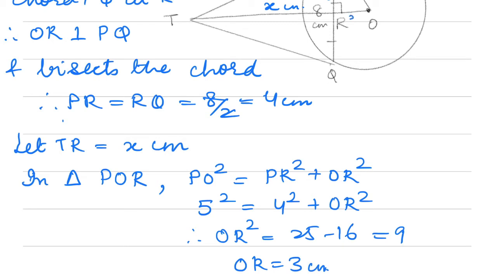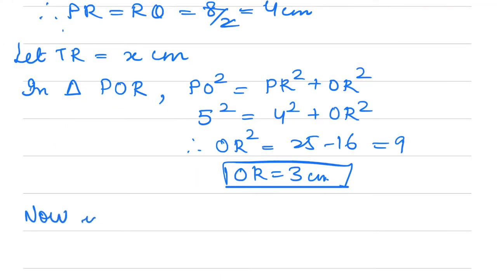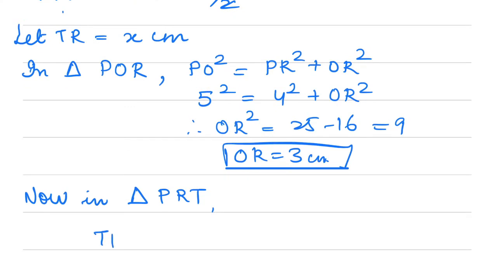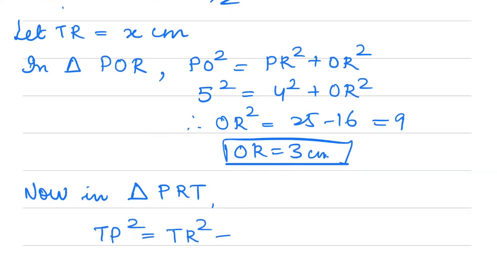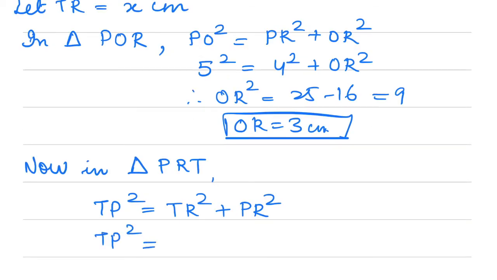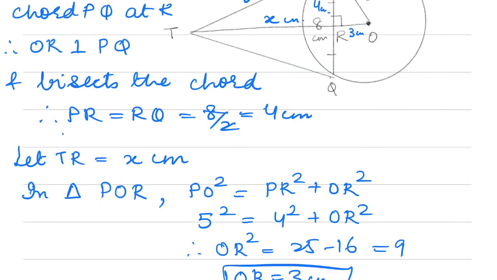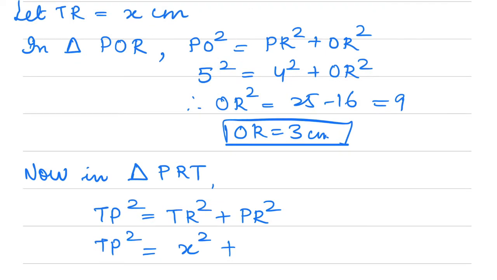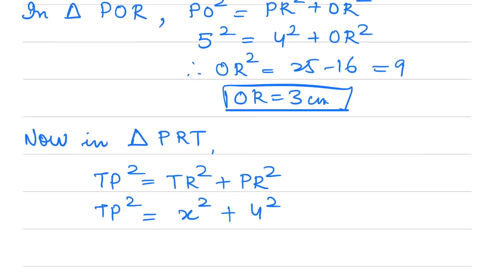So we get this as 3 centimeter. Now, in triangle PRT, TP square is equal to TR square plus PR square. TP square is equal to TR, we took it as x square, and PR is 4 square. This is the first equation.